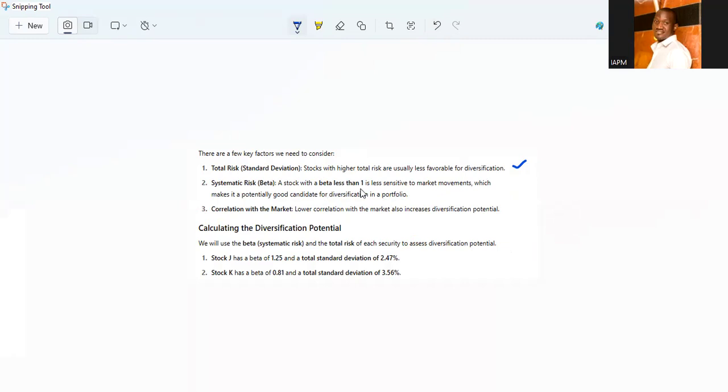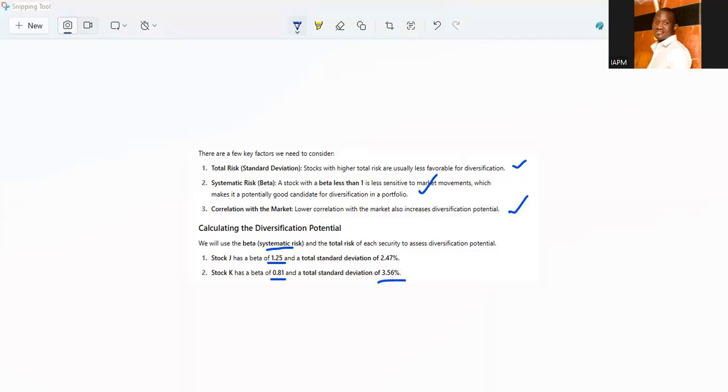If you have a stock with beta less than one, it is less sensitive; more than one, it's more sensitive. The third consideration is the correlation with the market. A lower correlation with the market also increases the diversification potential. So you need to use the data for systematic risk and the total risk of each security. In this case, stock J had a beta of 1.25 and a total standard deviation of 2.47, whereas stock K had a beta of 0.81 with a total standard deviation of 3.56, right?